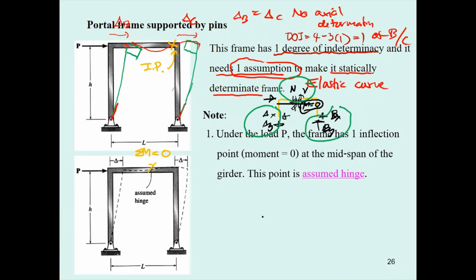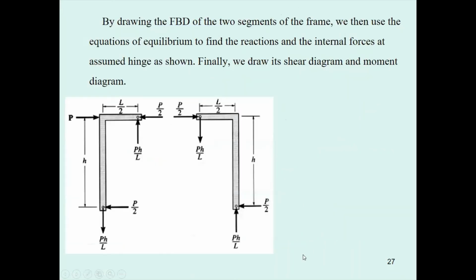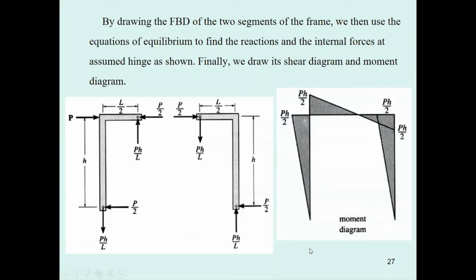The total is 6, and you have 2 free body diagrams. You can solve it by the equations of equilibrium. Okay, I will let you work on this later. And next, from this approximation, the horizontal reaction and shear at support A and at support B, A sub X and B sub X, are equal and act in the same direction. And then you may analyze this frame to determine the result like this.